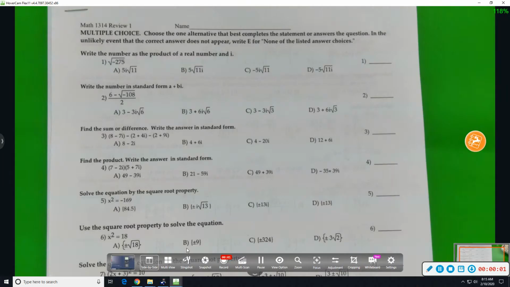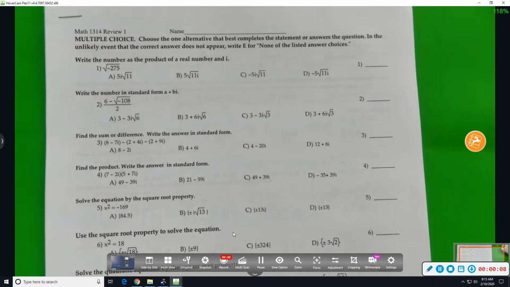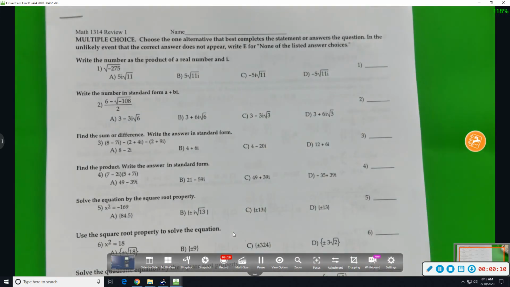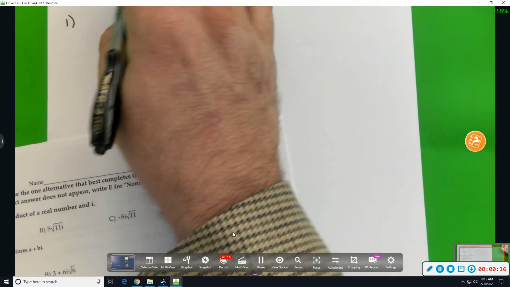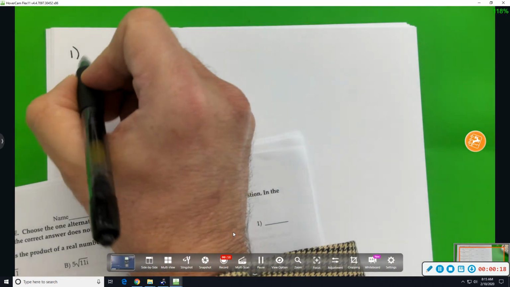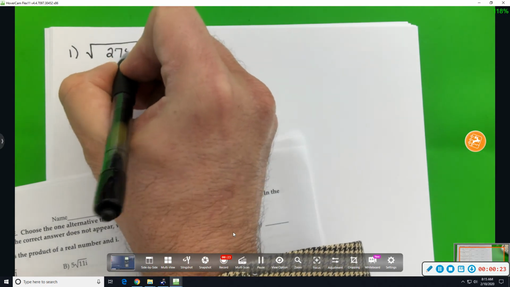Let's start working on this review sheet, okay? So problem number 1. This review sheet for test 1 goes in the order that we saw the material in. So problem 1 is the square root of a negative 275.